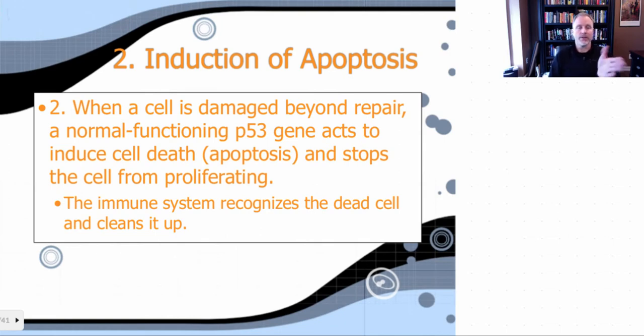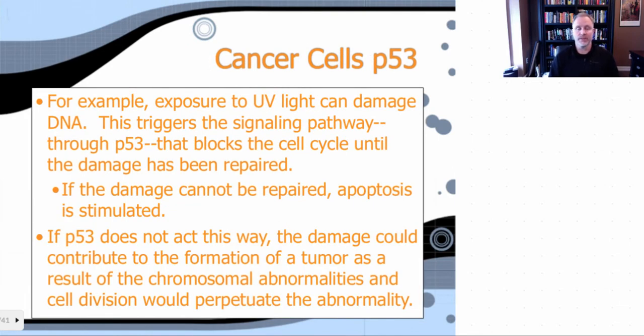Okay, and what we do again here, just the induction of apoptosis, the normal P53 gene, when it's functioning, can induce this cell death, this apoptosis, so that we can prevent this cell from proliferating. And again, the immune system comes and scavenges it up. And one way you can look at the activation of P53 when it's working normally is if we go out into the sun and we get a sunburn from this UV light.